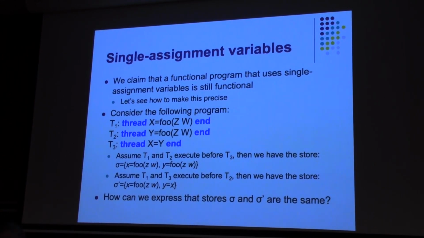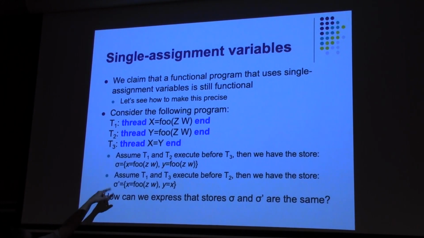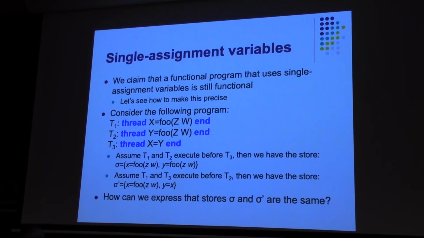Sigma and sigma prime are actually different, but in some sense they're the same because they represent the same thing. That's very vague, so we want to be very precise. How can we express that sigma and sigma prime are the same? Okay, here's one approach.